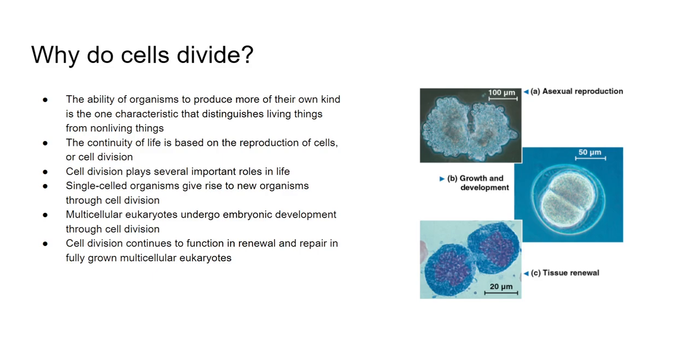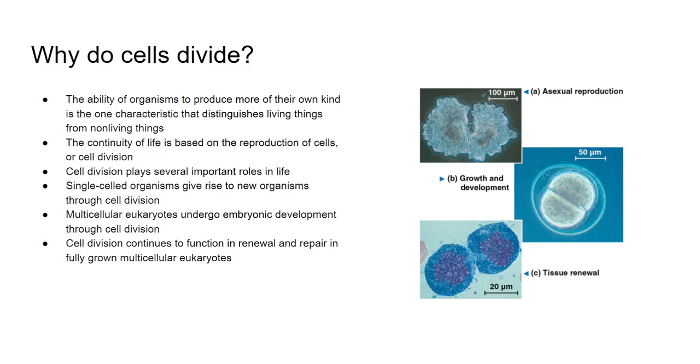renewal and repair. The idea of reproduction, for example, in us humans, we are multicellular eukaryotes, so we go through sexual reproduction. We need our cells to divide in order for embryonic development to occur, right? If we want to make a baby and a baby to actually exist, the cells are going to need to divide in order for that baby to actually look like a baby.